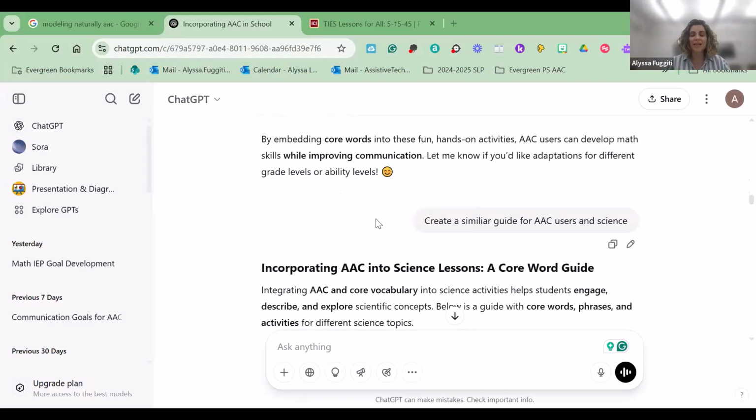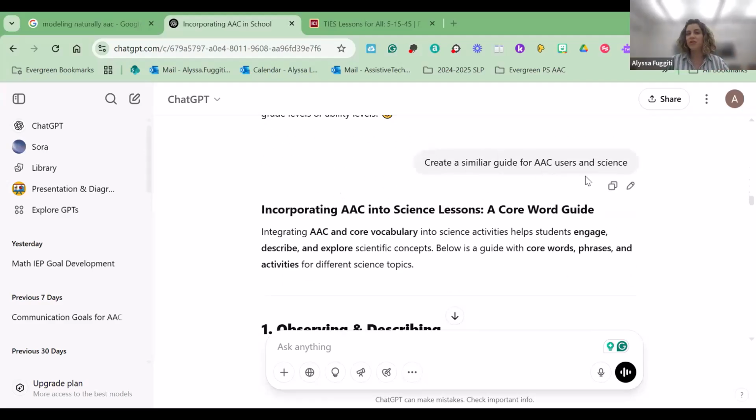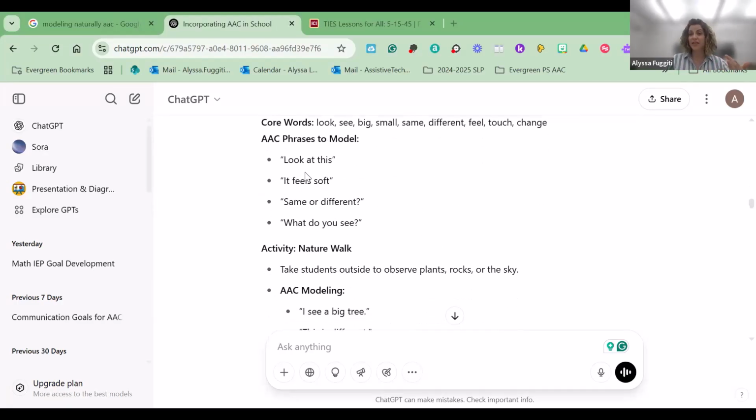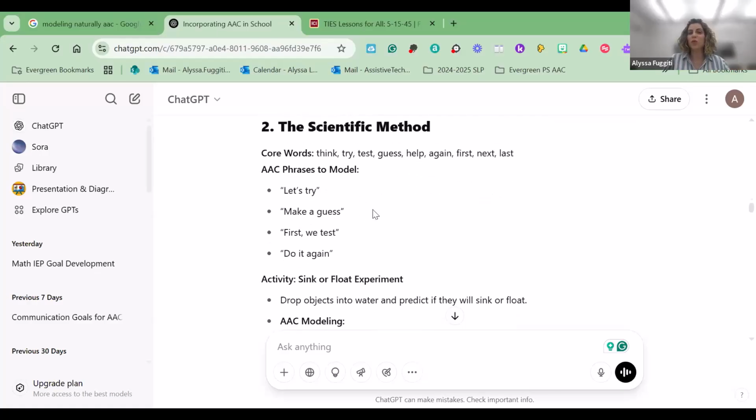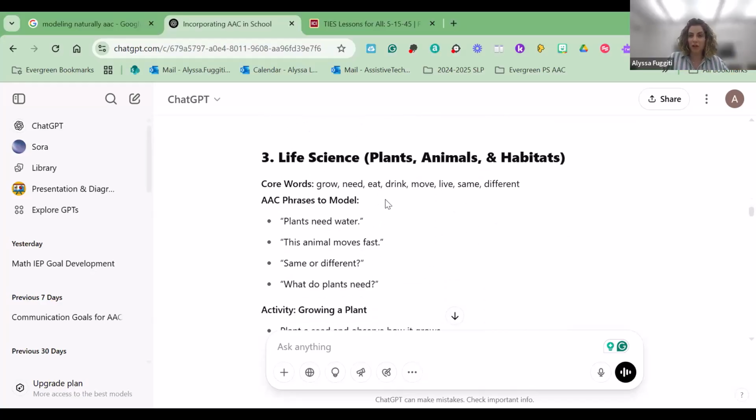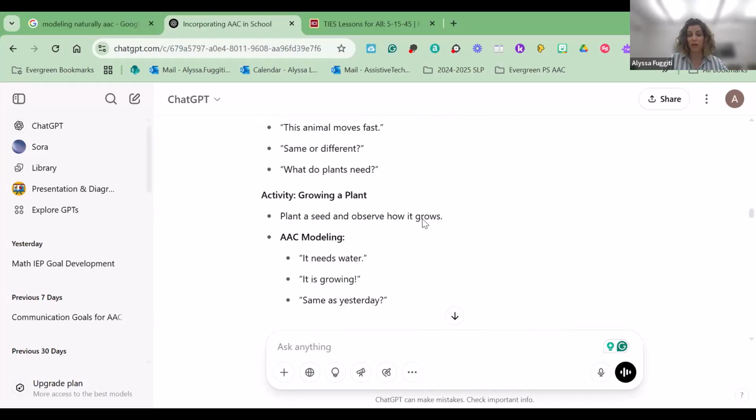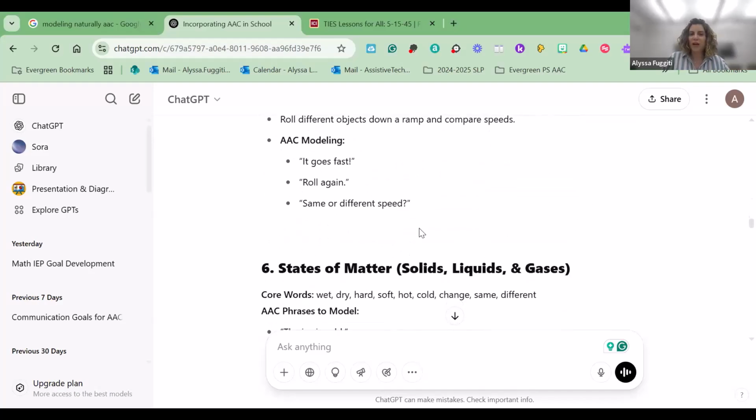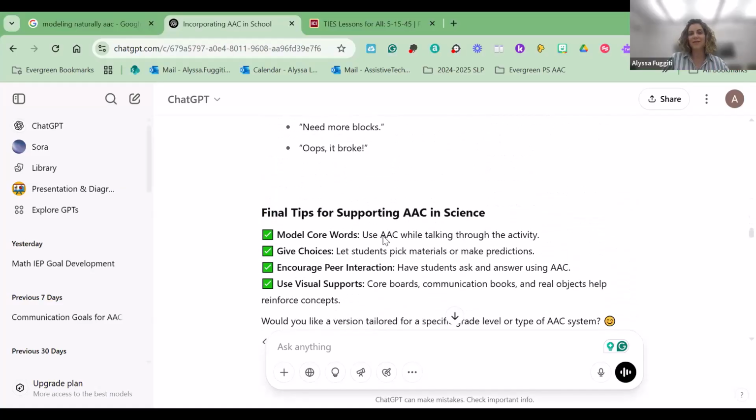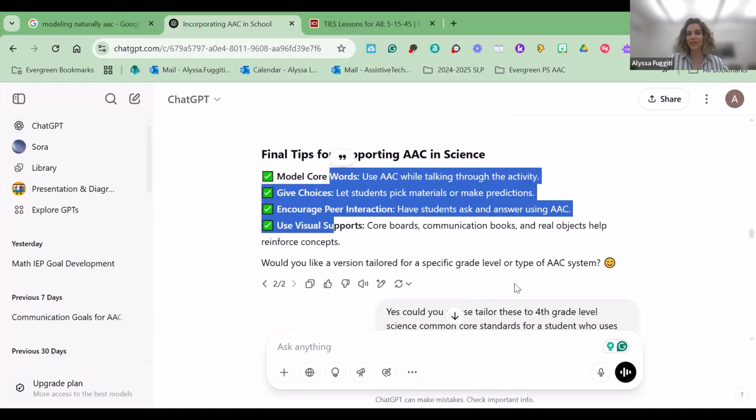So then I said, create a similar guide for AAC users in science. What about science lessons? What are some core words that we would want to be modeling, or phrases if you have students who are more phrase-based or Gestalt language processors, or what kind of things would we want to focus on if we were supporting a student in a general education or grade level curriculum? How could we make that meaningful learning for them, regardless of their communication ability? So then I said, well, wait, not everybody's doing states of matter. And I like that they have some final tips for supporting AAC users in that subject.